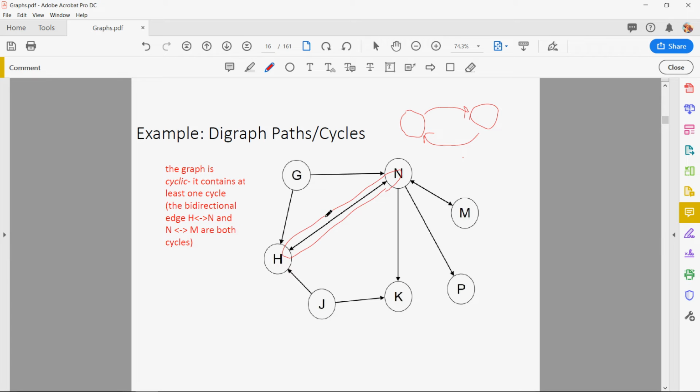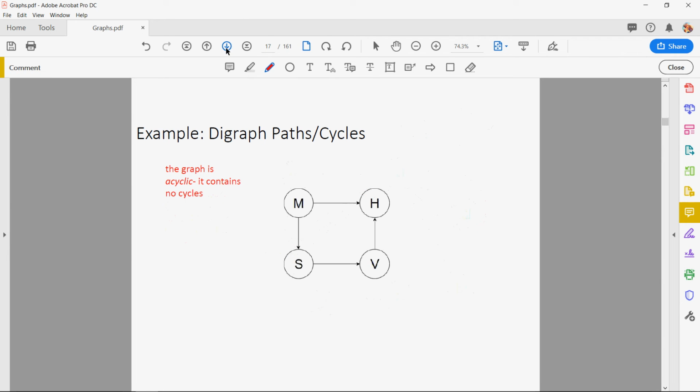This has more than one. It has the cycle H to N and N to H, and it also has a cycle here. And I believe those are the only two cycles that are in this digraph. Here is an example of a digraph that is acyclic. So this is a directed graph that doesn't have any cycles.